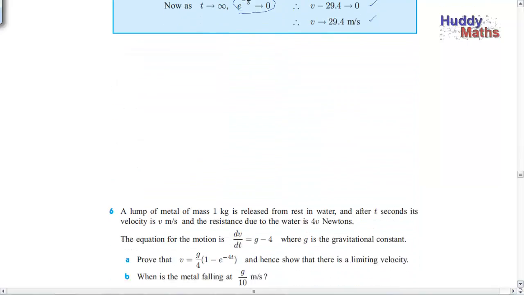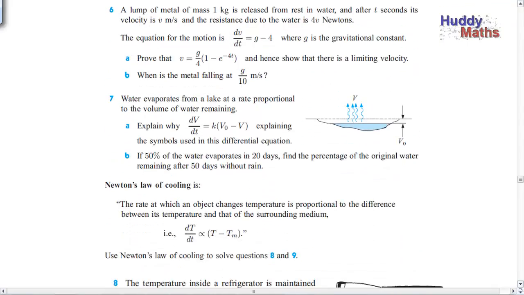Let's have a look now at some of those. So here's questions 6 and 7, and this is explicitly mentioned in the course. This is Newton's cooling, proportional to the difference between temperature and that of the surrounding medium. How quickly the temperature changes depends upon the difference between the temperature of the body and the ambient temperature, the temperature of the surrounding medium. So the bigger that is, the faster you will lose energy and lose temperature. Okay, so pause it, have a go.